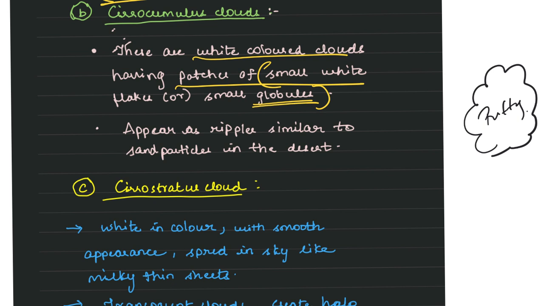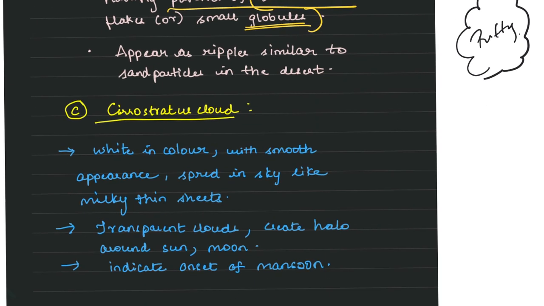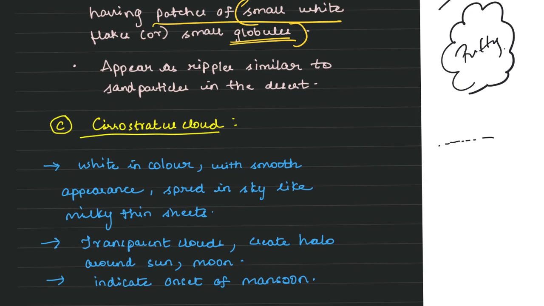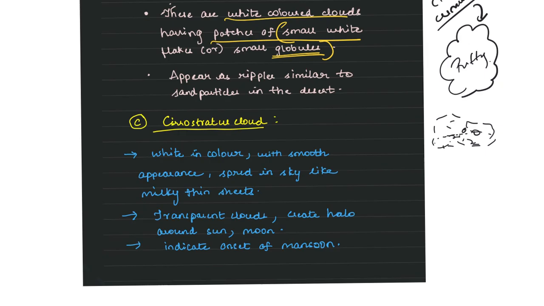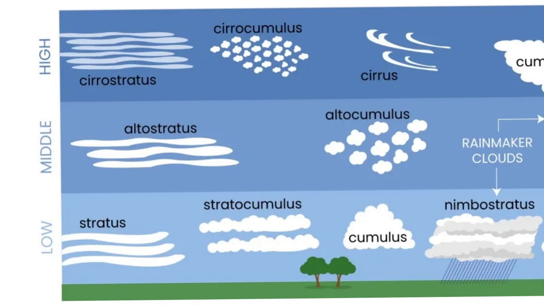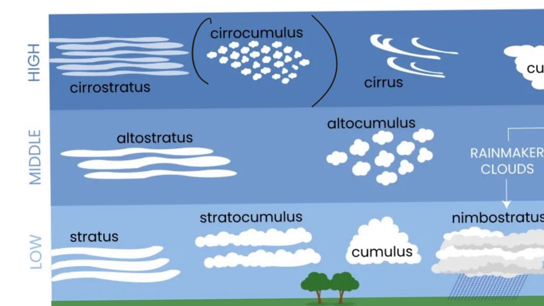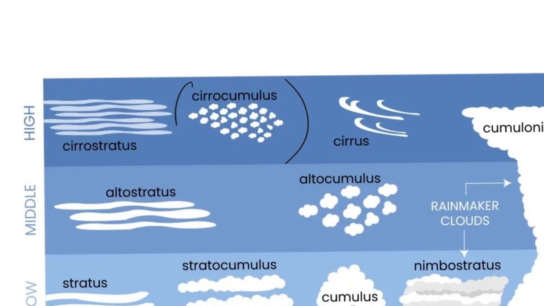Now here it is cirro plus cumulus. So cumulus will be puffy shape and cirrus is a thin delicate layer type, right? So cirrocumulus will be like this somewhere, globular shape. Wait, I'll show it for you. So this is the shape of cirrocumulus. If you see, cumulus is puffy shape and cirrus is thin layer like clouds. Okay, so I hope this is clear, right? Next comes the cirrostratus clouds.